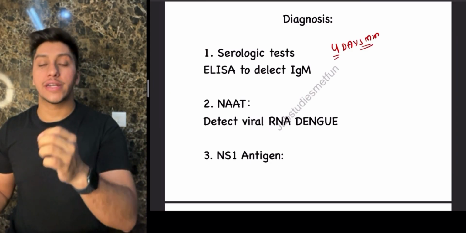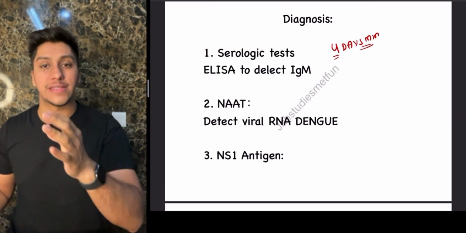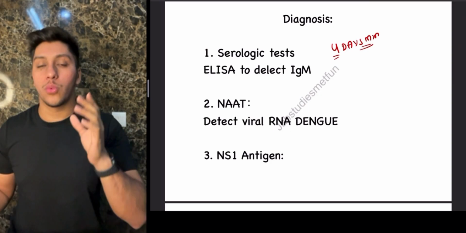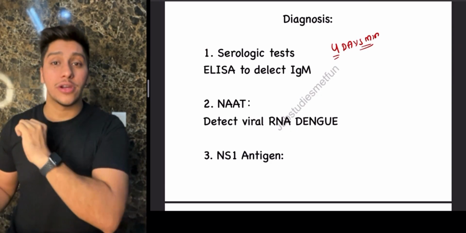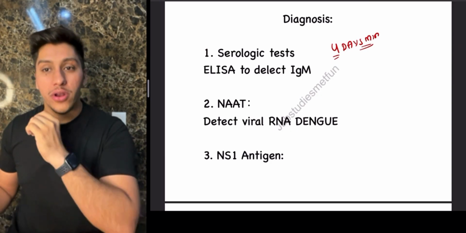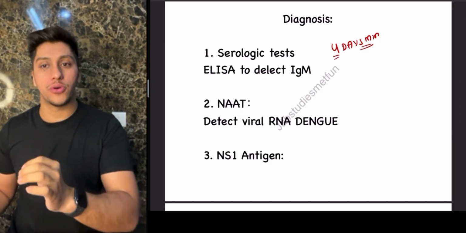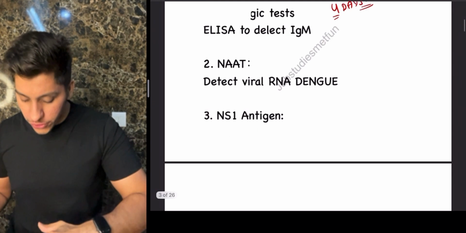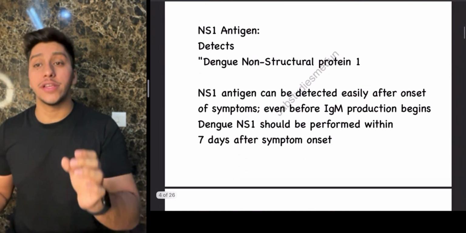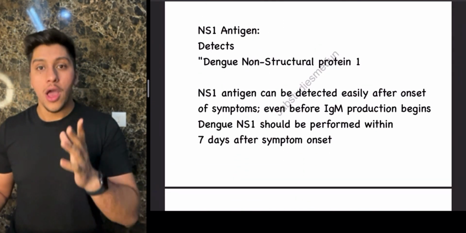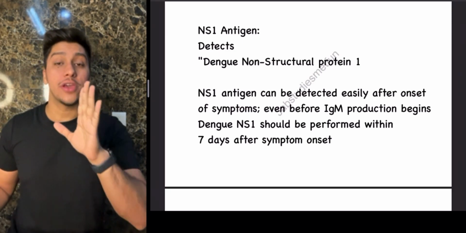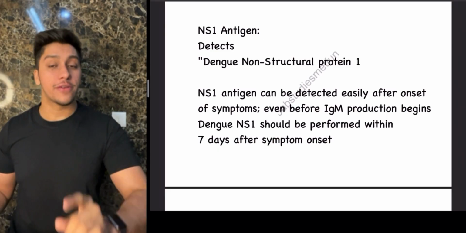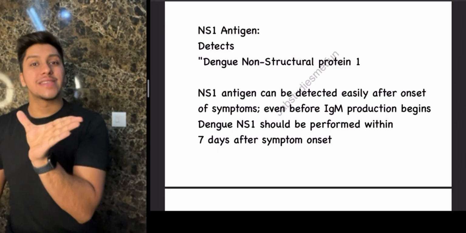Next test to detect the viral RNA is going to be the nucleic acid amplification test, that is the NAT. And if you ask me how I want to diagnose dengue by the first day of symptoms, that is going to be your NS1 antigen, non-structural protein antigen. Let's talk about NS1 antigen in detail. The NS1 antigen is going to detect the non-structural protein 1. And when can it detect? From the first day of onset of symptoms, it can detect. Remember, you can detect the NS1 antigen from the first day up to the next 7 days.